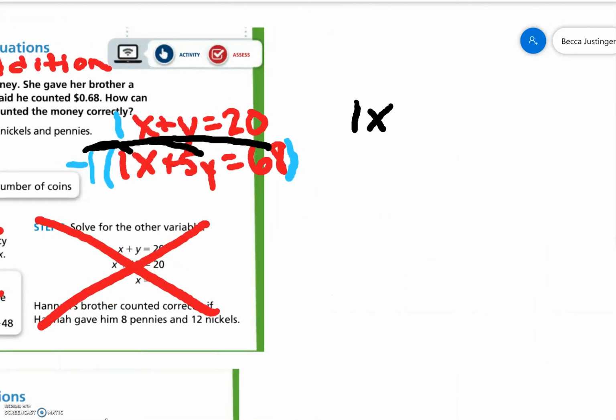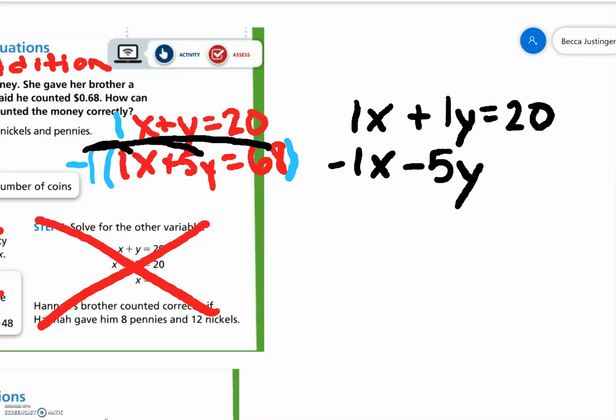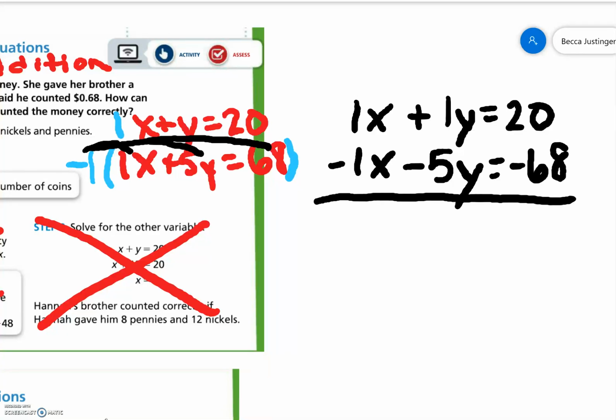So the first one, nothing happened to. 1x plus 1y equals 20. Now distributing that -1. -1 times 1x is -1x. -1 times positive 5y is -5y. And -1 times 68 is -68. So now we're adding just like we did in the last example. 1x minus 1x cancels out to be 0. 1y minus 5y is -4y. And 20 minus 68 is -48.